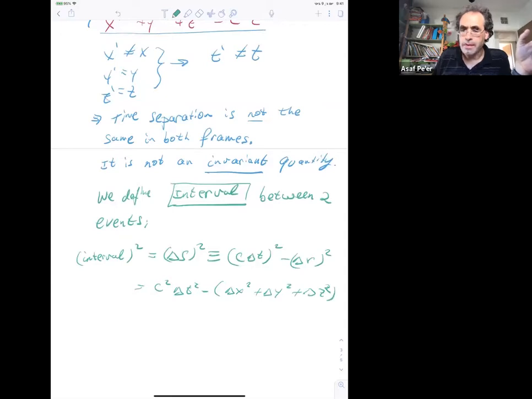Now, if you're familiar with special relativity, you might have seen that before, by the way?